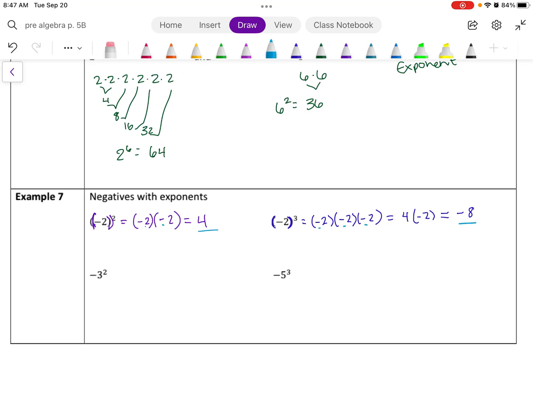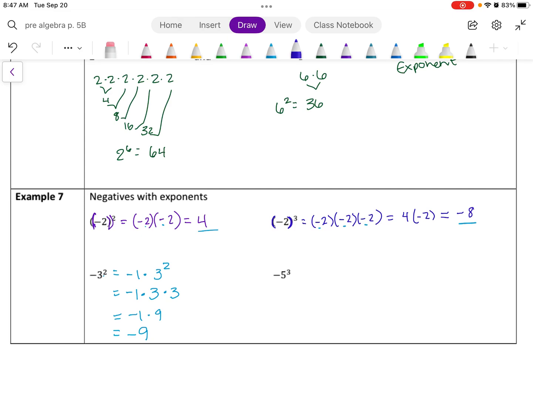Now these next two are a little bit different because they don't have parentheses. So this is actually a negative times 3 squared. In other words, we can think about it as a negative 1 times 3 to the second power. So really only the 3 is raised to the second power. The negative is not. So this would really be negative 1 times 3 times 3. Well, 3 times 3 is 9, so this would really be negative 1 times 9, which is negative 9.